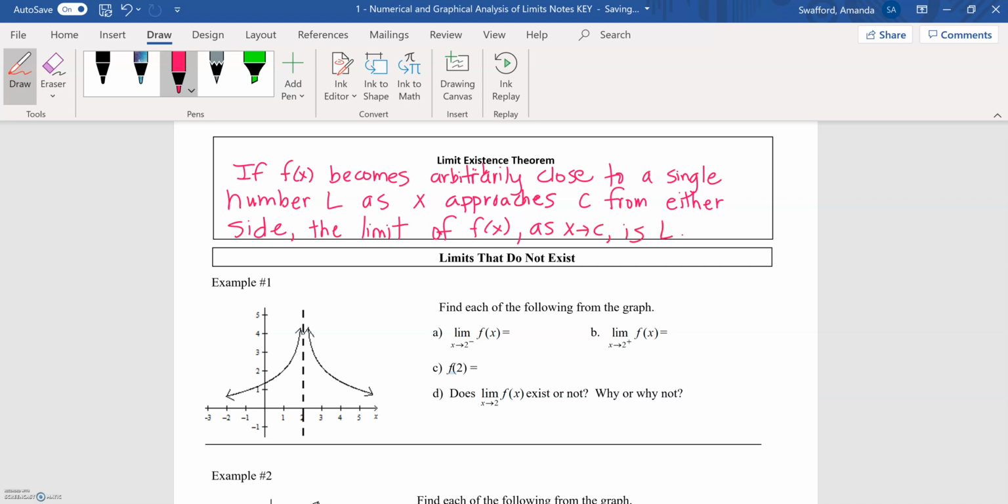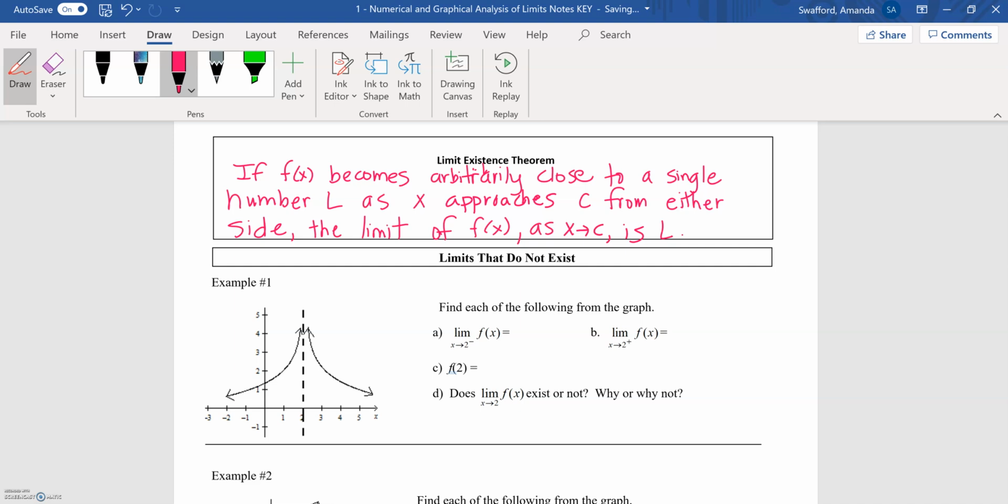So basically this is saying that as we approach some value c from either side, if on both sides we approach a number, and that number is the same, then that number is our limit. So let's look at an example.